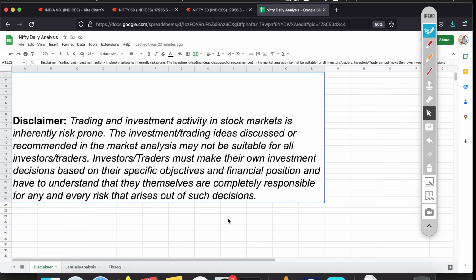As always, trading activity is inherently risk prone, so manage your capital and manage your risk well. Hope everyone finds good, successful trades.